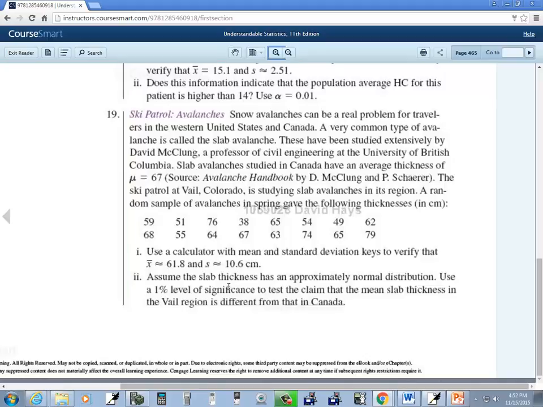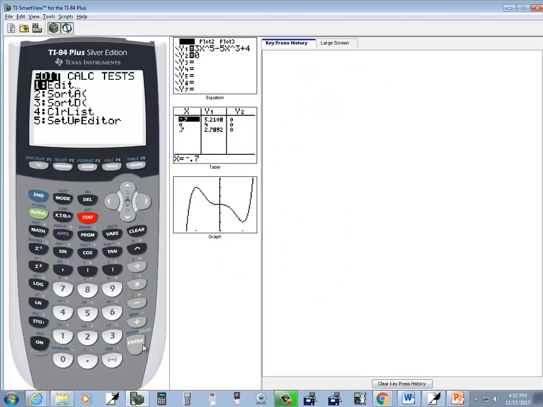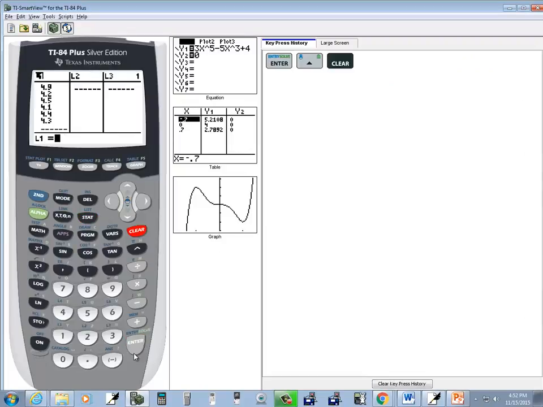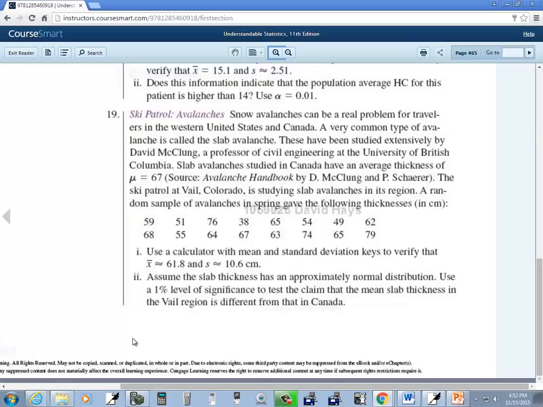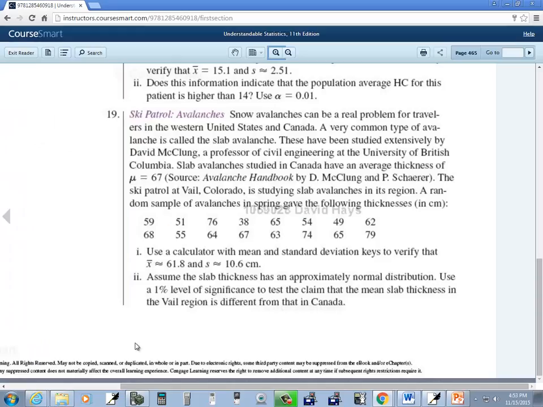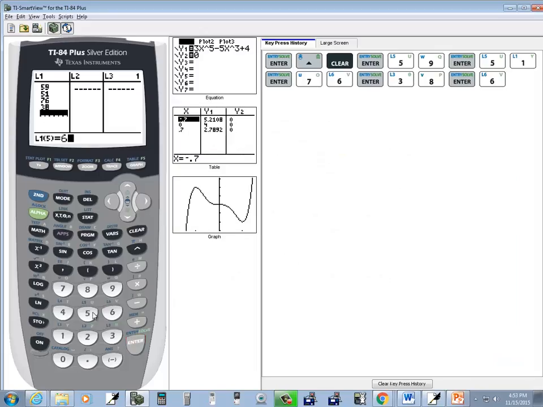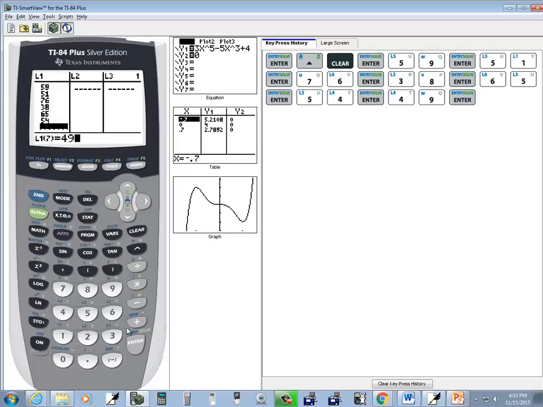Now, since they're giving us raw data, we're going to need to plug that in our calculator. So let's go ahead and do that. So go to our stat, go into edit, clear out L1, and we got 59, 51, 76, 38, 65, 54, 49, 62.